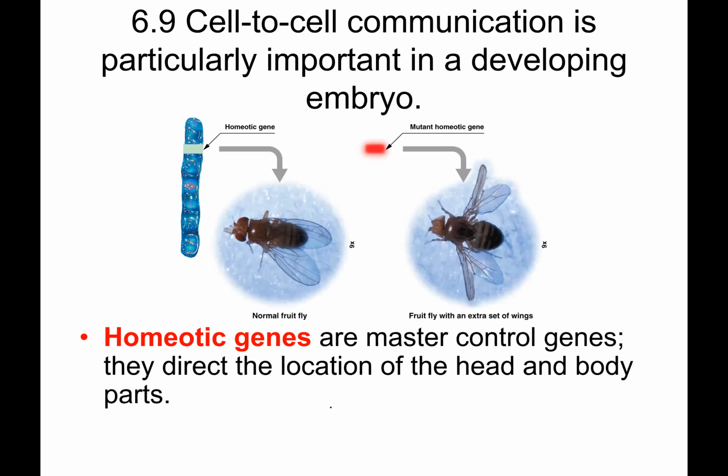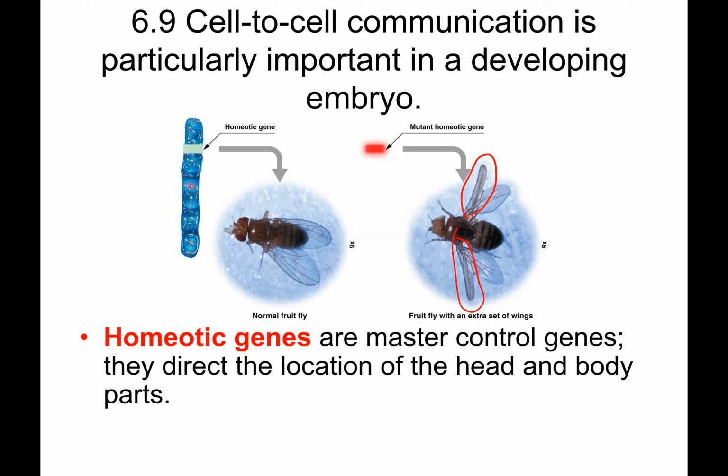Cell-to-cell communication is important. Again, homeotic genes, these are master control genes. They direct where the head is going to be, where body parts are going to be, and the shape of body parts. So this picture is showing a normal fruit fly and a fruit fly that has an extra set of wings. See those extra wings? That is due to a mutation in the homeotic gene.